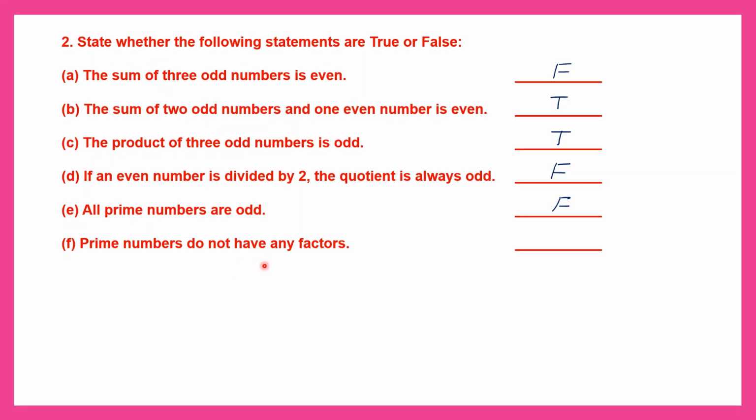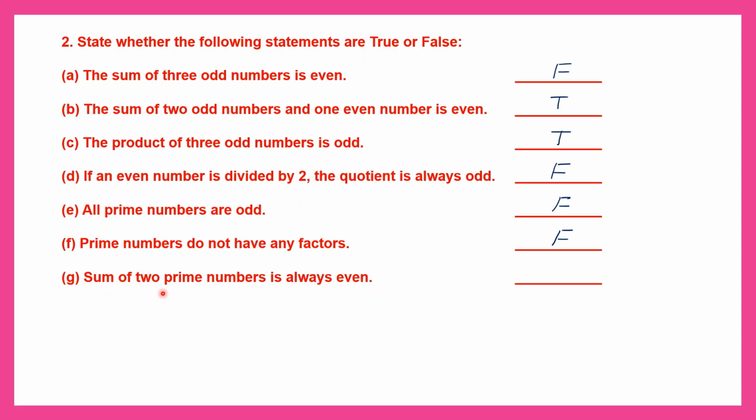Prime numbers do not have any factors. Is that true? Now let's take prime number 2. What are the factors of prime number 2? 1 into 2 is 2. So what are the factors? 1 and 2. So 2 has two factors. Whereas what does the statement say? Prime numbers do not have any factors. That's false because all prime numbers have two factors, 1 and itself. So this statement is false.